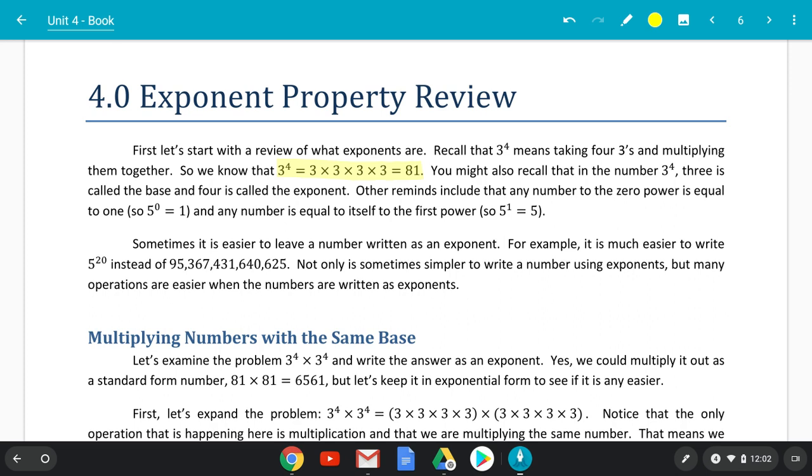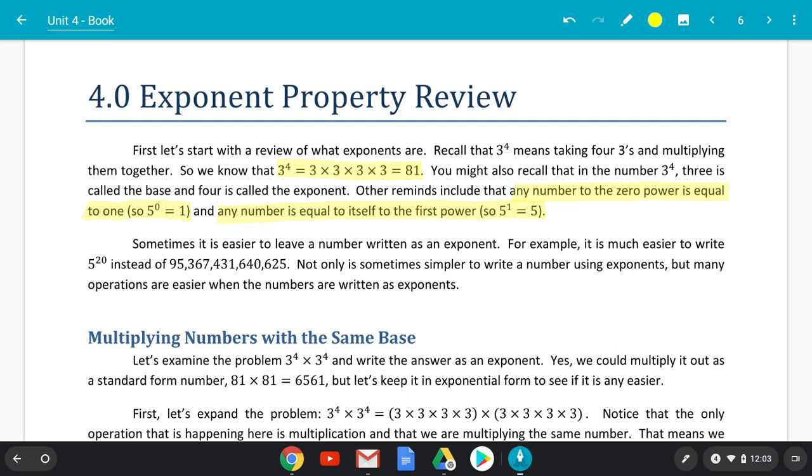Other reminders include that any number to the 0 power is equal to 1. That's definitely important. Any number to the 0 power is equal to 1. So 5 to the 0 equals 1. And any number is equal to itself to the first power. So remember that every number that's given to us is to the first power, even though we don't necessarily write it. Sometimes it's easier to leave a number written as an exponent.